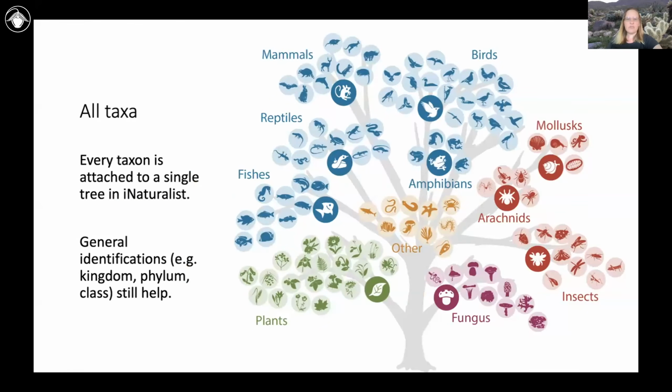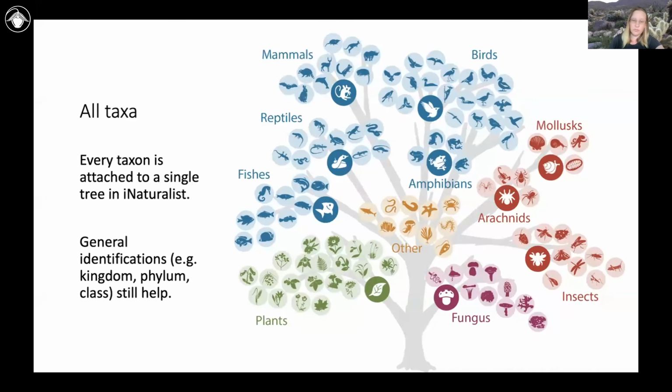And iNaturalist is for all taxa. So it's basically organized in this giant hierarchy that includes plants, animals, fungi, all kinds of things. So that's one thing to keep in mind when you're out in the forest and you say, well, I don't know what that is. That's really cool. And you take a photo.